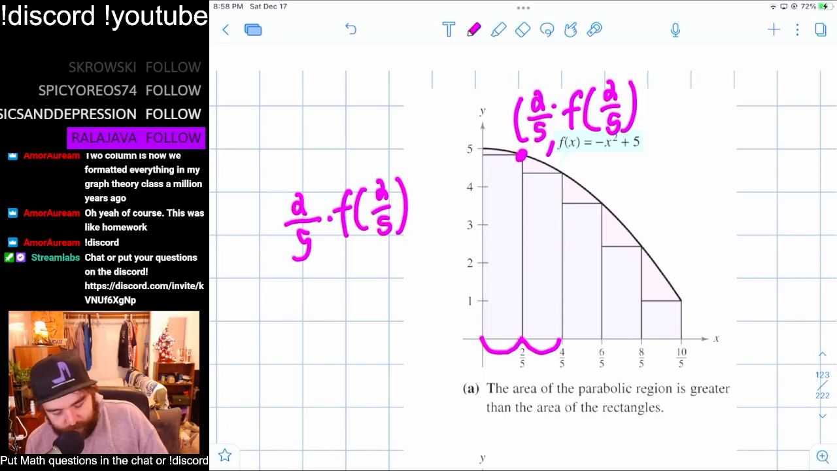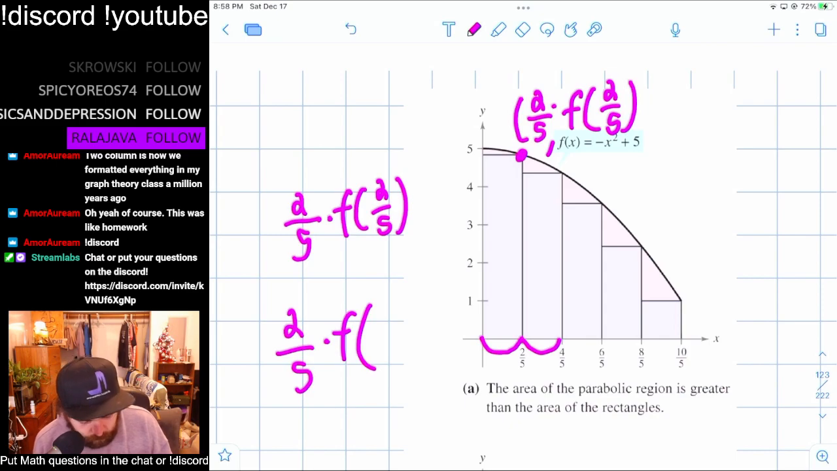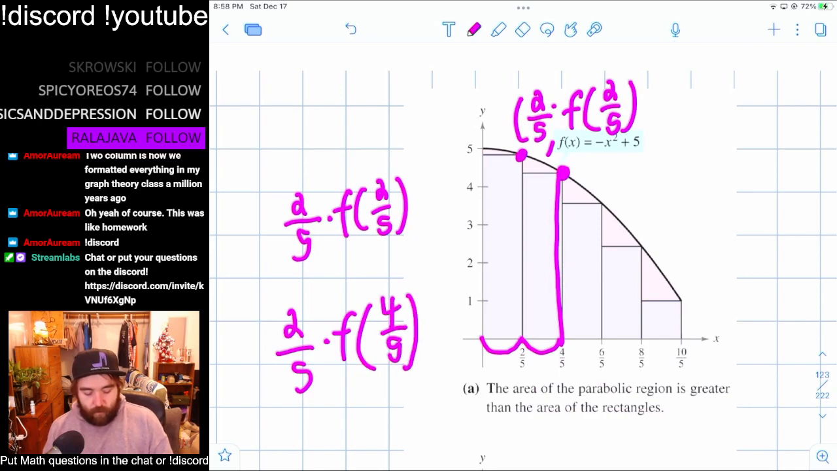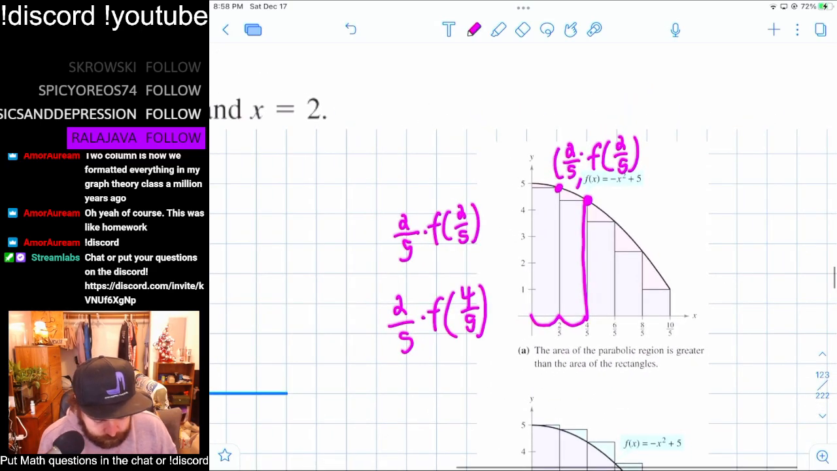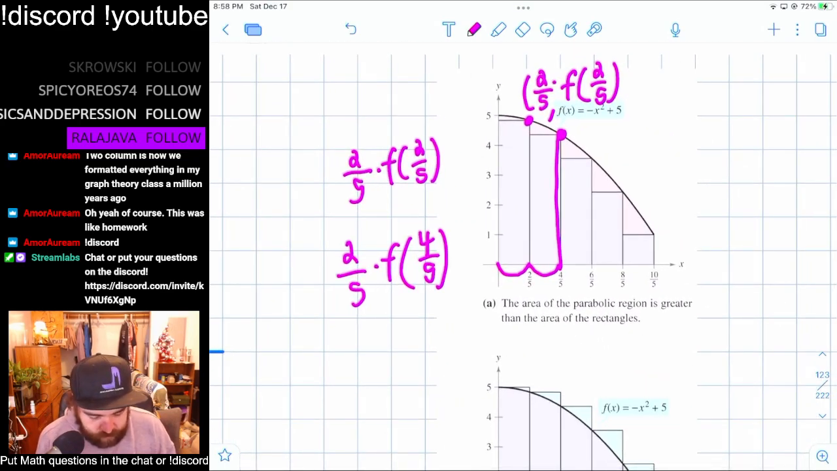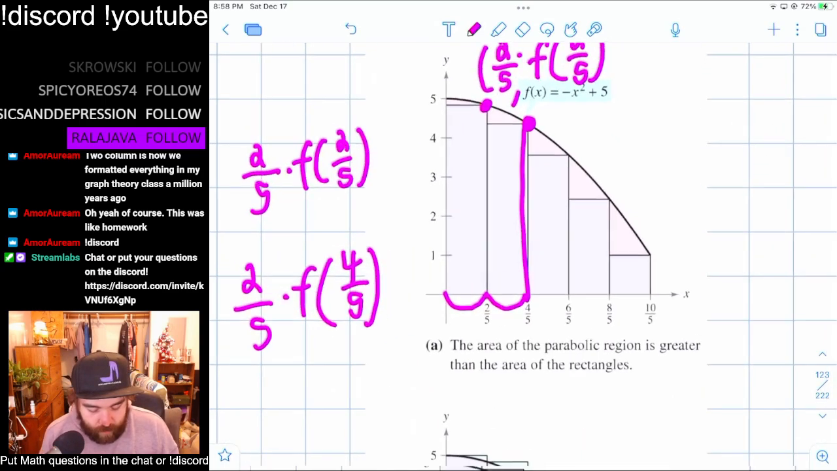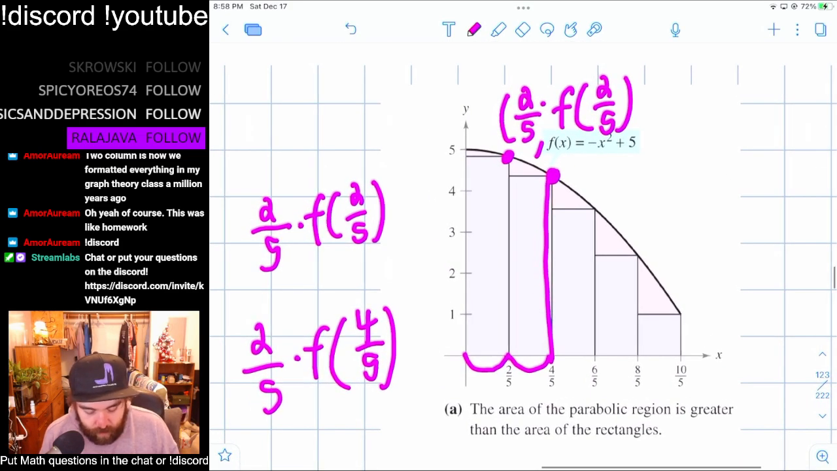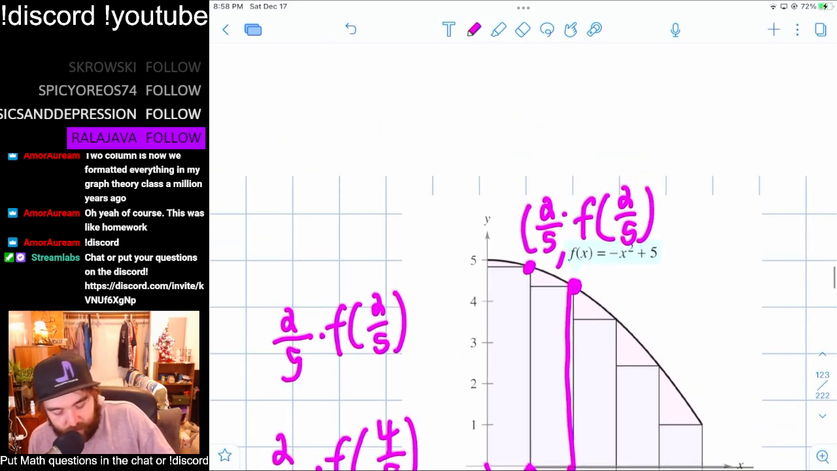And look at how we keep going. The next rectangle, the width is still 2/5, and the height is f of 4/5, because now we're at this point that we're trying to find to get the height of the rectangle. I think what they want us to do is just add all these together. So let's start and then continue out the pattern. What is f of 2/5? We do have to calculate that.